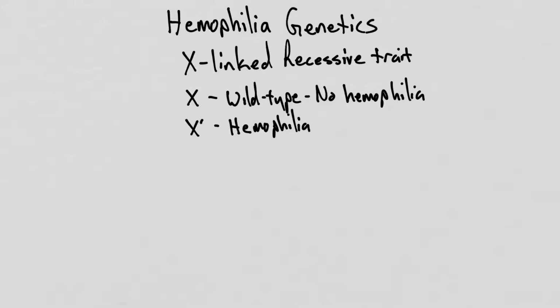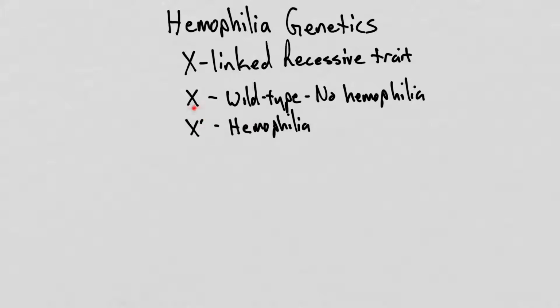Okay, let's take a quick look at the genetics of hemophilia. First off, hemophilia is an X-linked recessive trait. It would be carried on the X chromosome of that 23rd pair, and if we have the allele for hemophilia as opposed to the wild type, the normal one, we can indicate it by showing a little prime mark right here on the X chromosome.